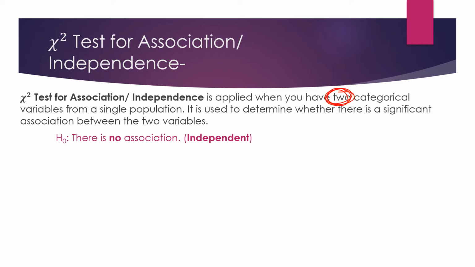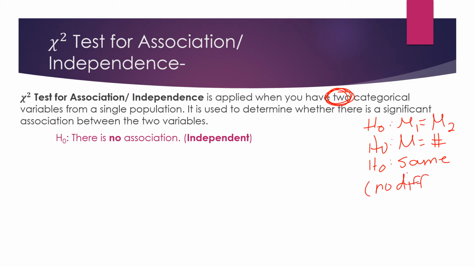Think about the way we've phrased things in the past. When we're doing means, your null hypothesis would always have an equal sign in it. When we did the goodness of fit test, we wrote it in words, but our null hypothesis was always same. Remember, another way of saying equals is same. Another way you could say it is no difference. So that's basically what you're saying here. Your null hypothesis is there is no difference between these two variables, or there is no association between these two variables. They're the same.